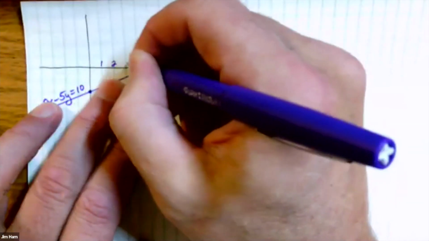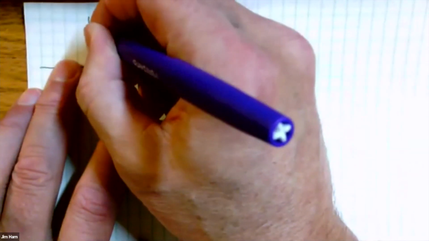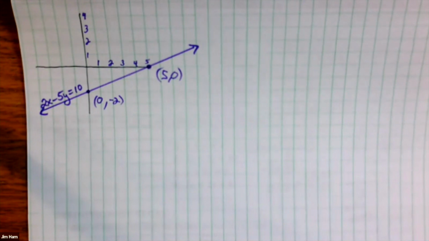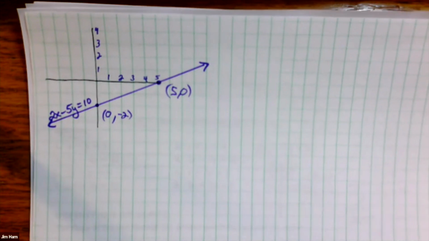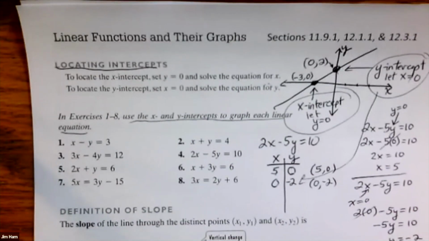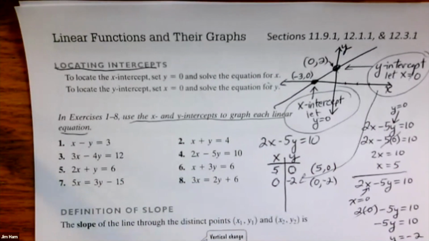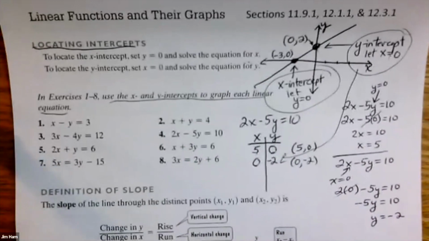I didn't label my scale. I should do that. At least one side of it. Okay, so all of these are done in a very similar way. And I'll give you a chance to practice some of these later, but this is the intercept method.